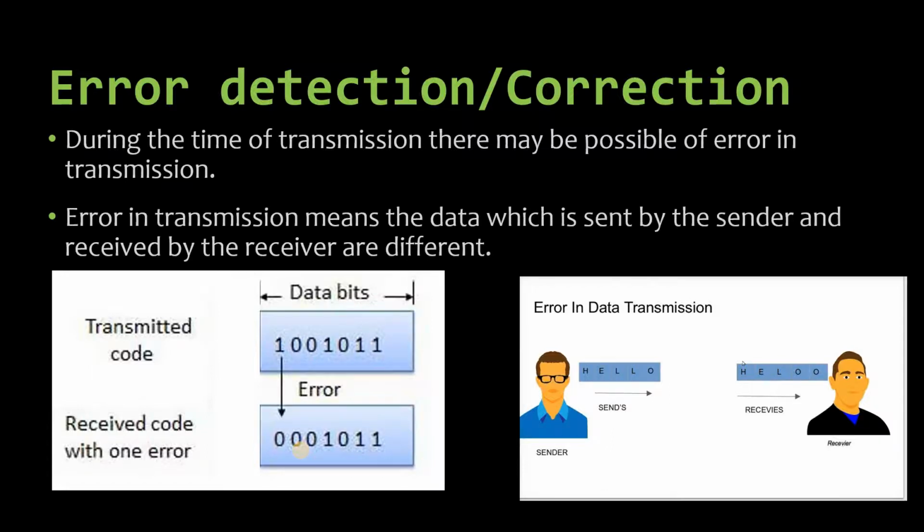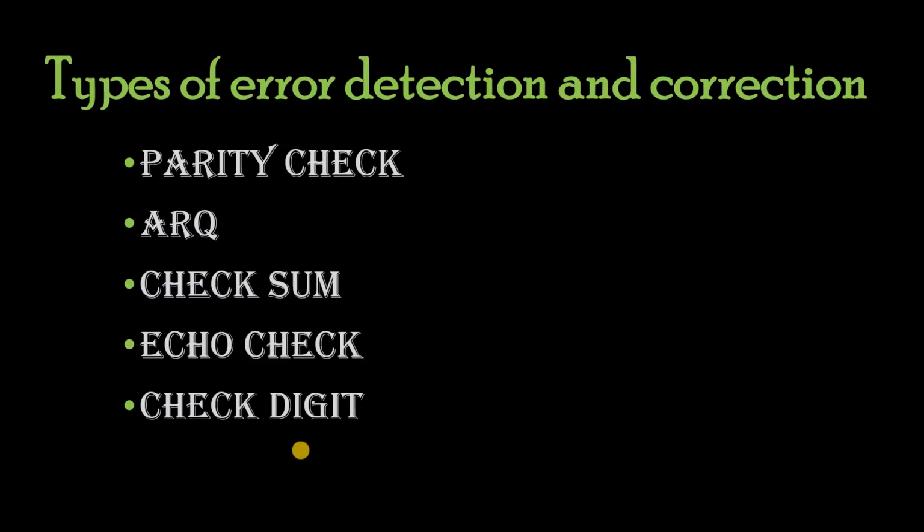So here in this chapter, we will discuss the types of error detection and correction methods that are used. The first one is parity check, right? This is a very common method. These are the 5 methods: parity check, ARQ, checksum, echo check, check digit. These are the 5 methods commonly used to detect errors, and sometimes they automatically correct them.